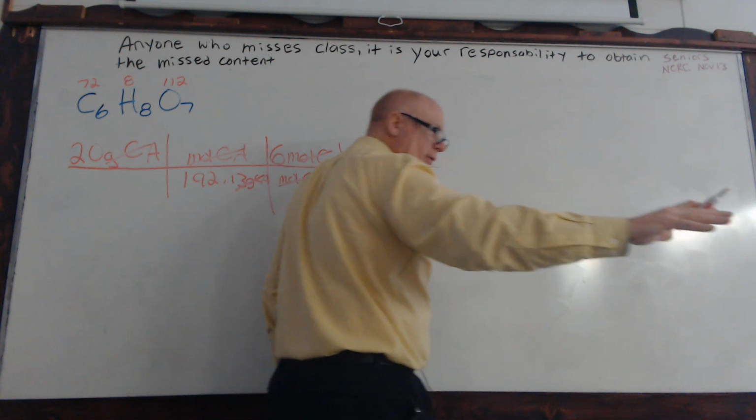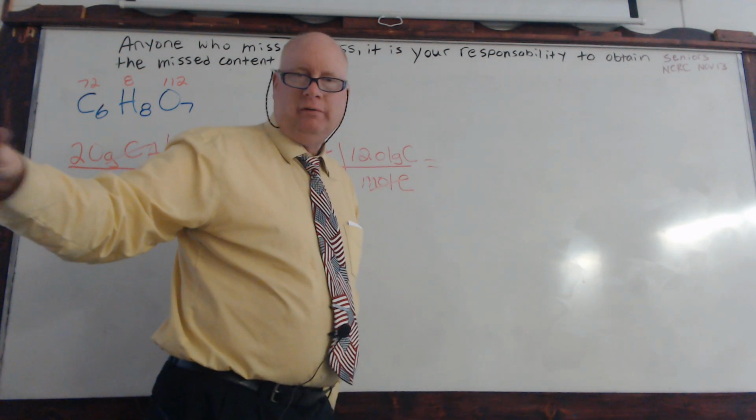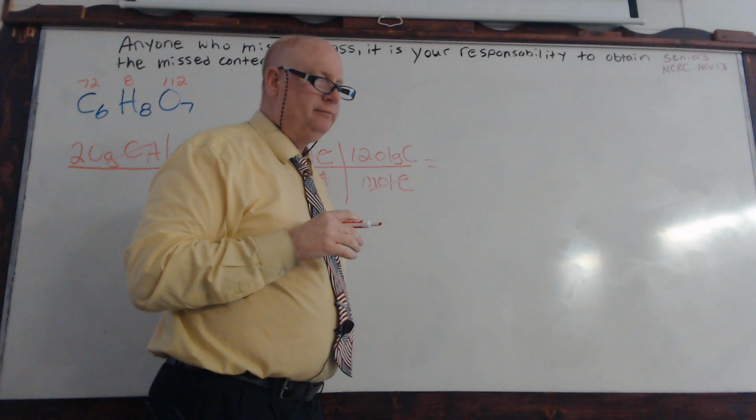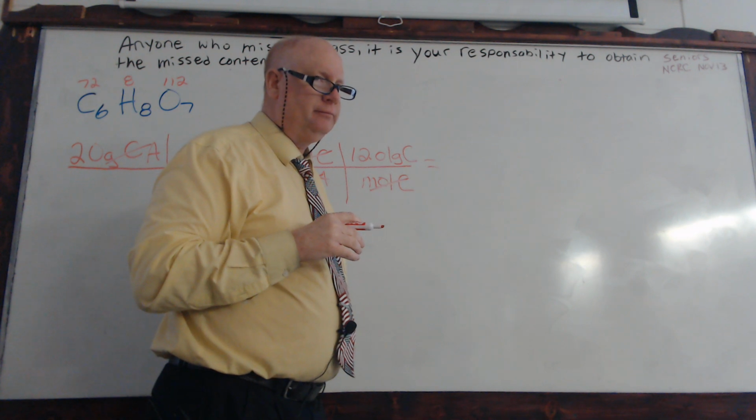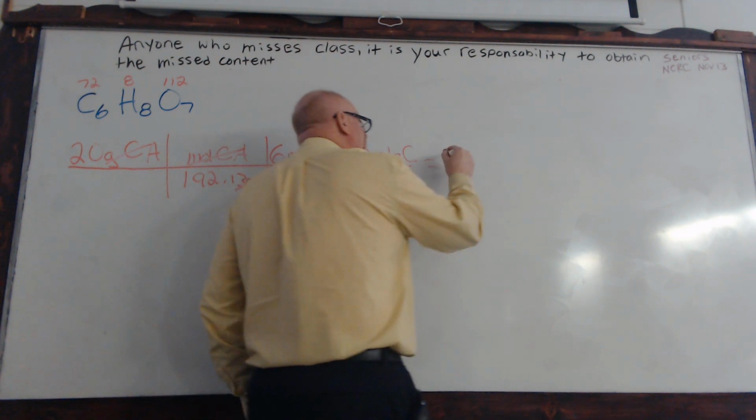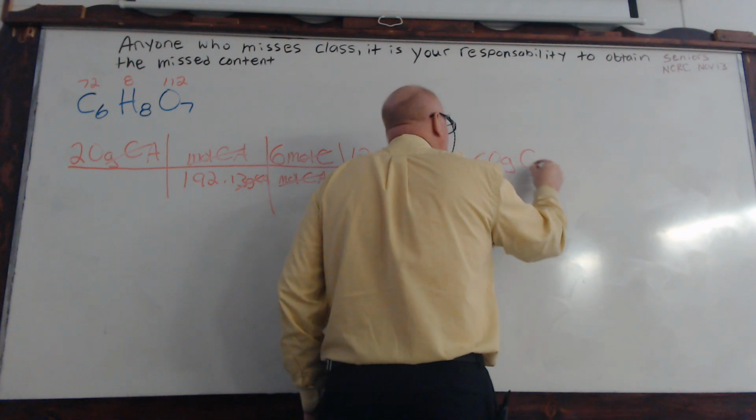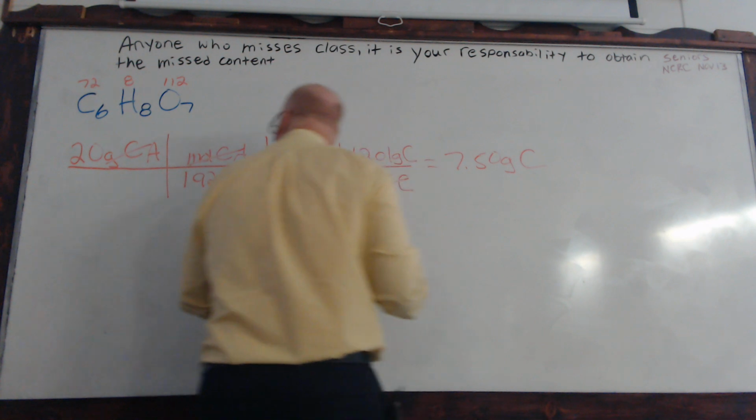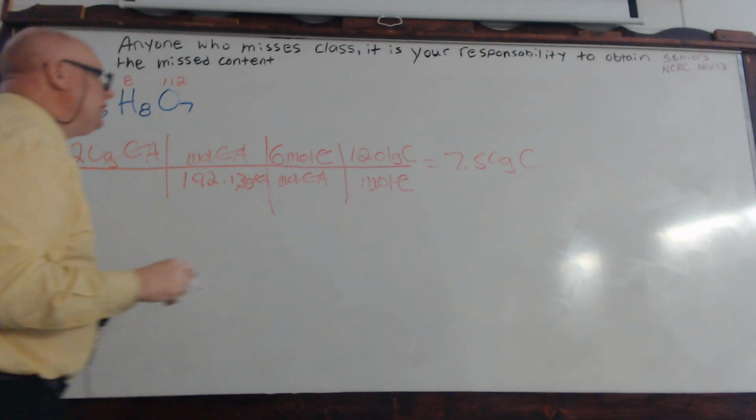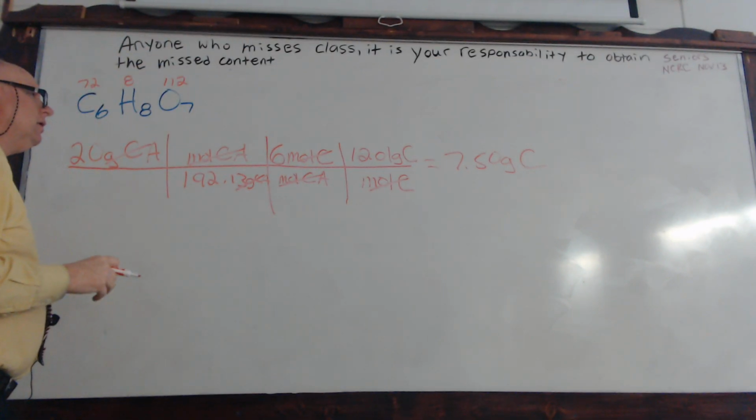What do we get for grams of carbon, front row? Like all together, what do we get? Oh, 7.50 grams of carbon. Okay, so 7.50 grams of carbon. Now, if we want to do the percent composition of that, divide by what you start with.